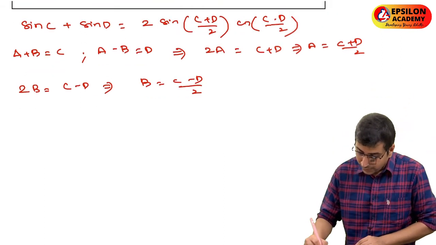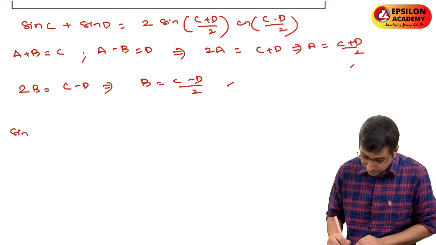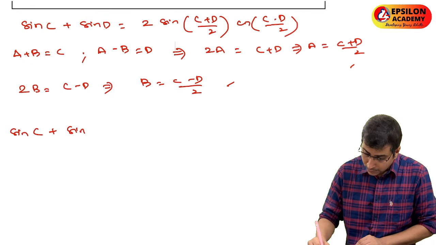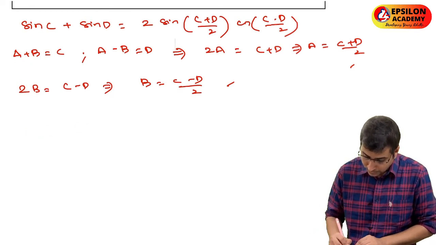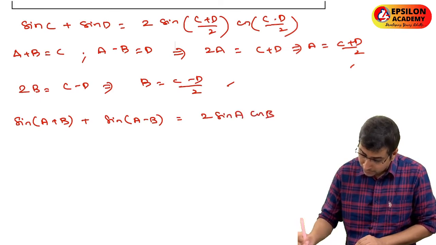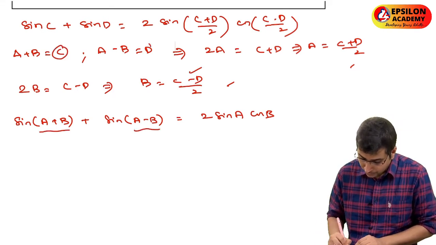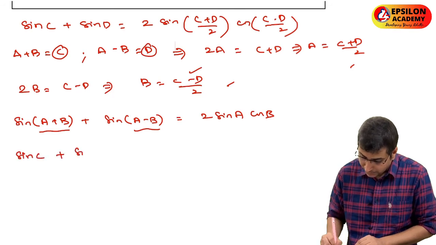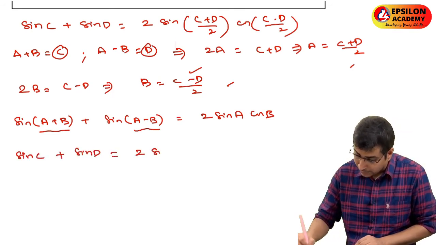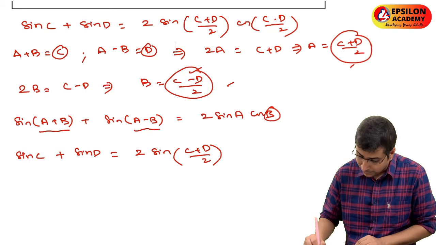Right? So, if you take these two values and substitute them in the above expression, sorry, if you substitute them in sine of a plus b plus sine of a minus b, that is the third expression, we will get this as 2 sine a cos b, right? But what is a? a is c plus d by 2 and b is c minus d by 2, and a plus b is c and a minus b is d. So, you get sine c plus sine d is equal to 2 times sine of, in the place of a I am writing c plus d divided by 2, in the place of b I am writing c minus d divided by 2.